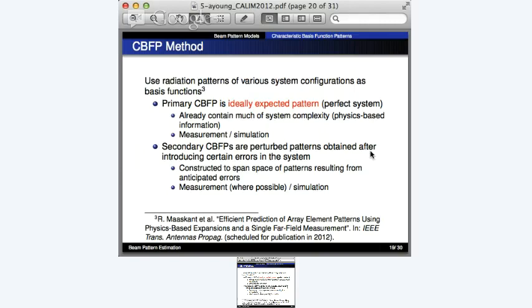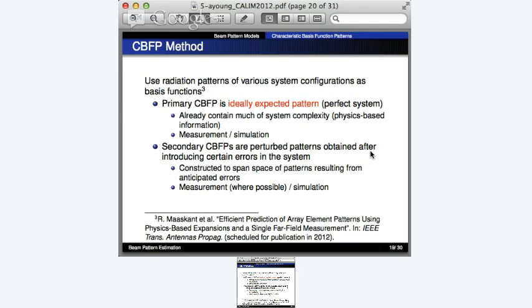So we have what we call the primary CVFP, and this is the radiation pattern that corresponds to the perfect system. So supposing that there are certain errors that we anticipate to be present in the actual system as it is built, then we can also generate a number of secondary CVFPs where we measure or simulate perturbed patterns after introducing various of these anticipated errors. So with that, we end up with this set of CVFPs that we try to model the perturbed patterns.